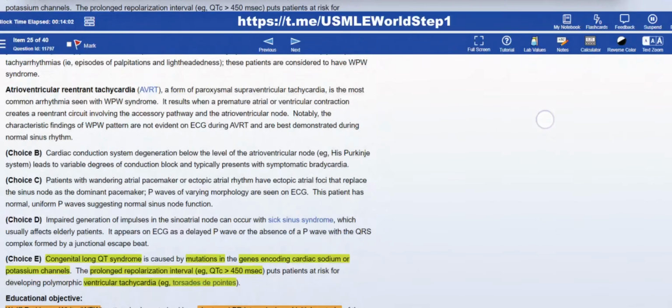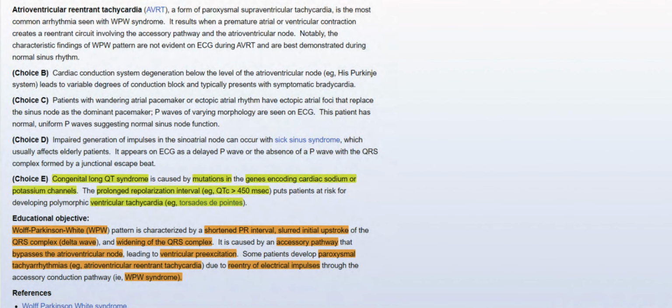Now this is the opposite of Wolff-Parkinson-White syndrome, right, where the QRS complex was wide. Okay, so why not option E, congenital long QT syndrome? There is a mutation in the genes encoding cardiac sodium or potassium channels, with a prolonged repolarization interval. The QT interval would be greater than 450 milliseconds. That would lead to ventricular tachycardia, for example torsades de pointes.